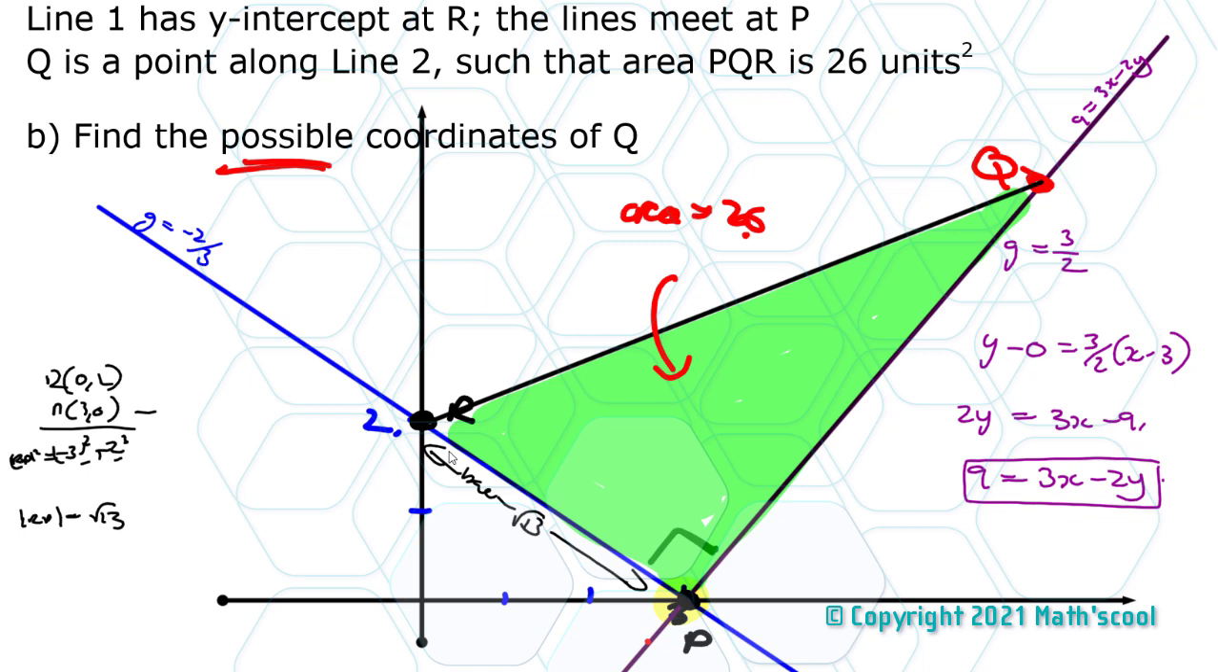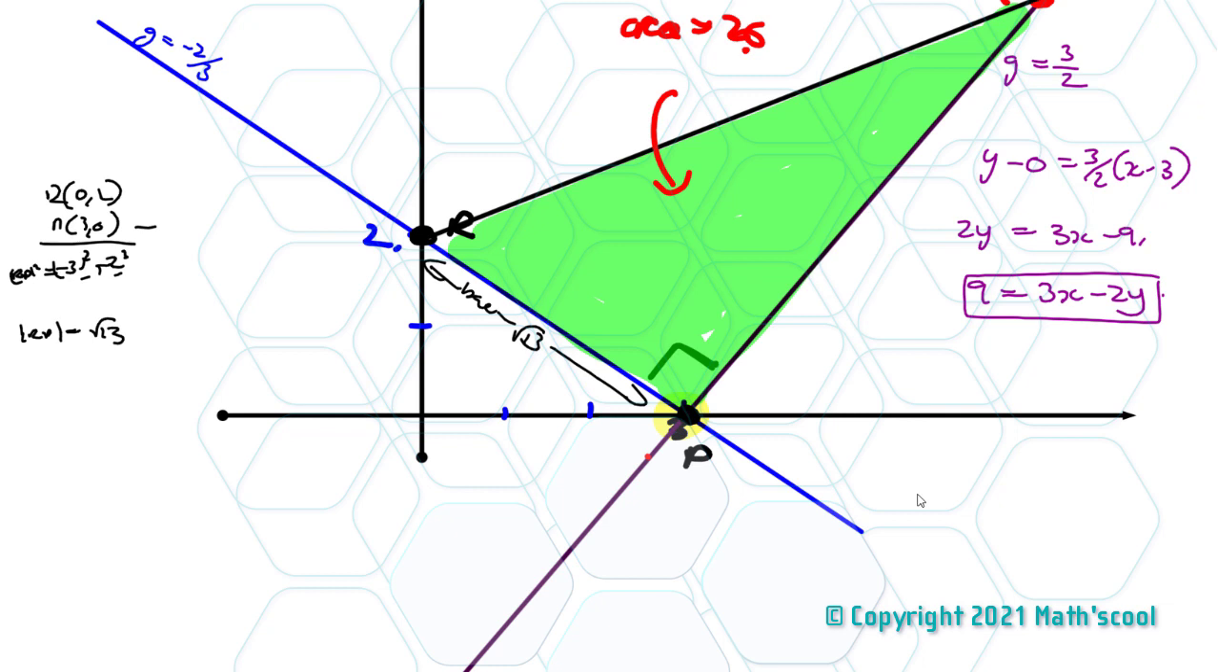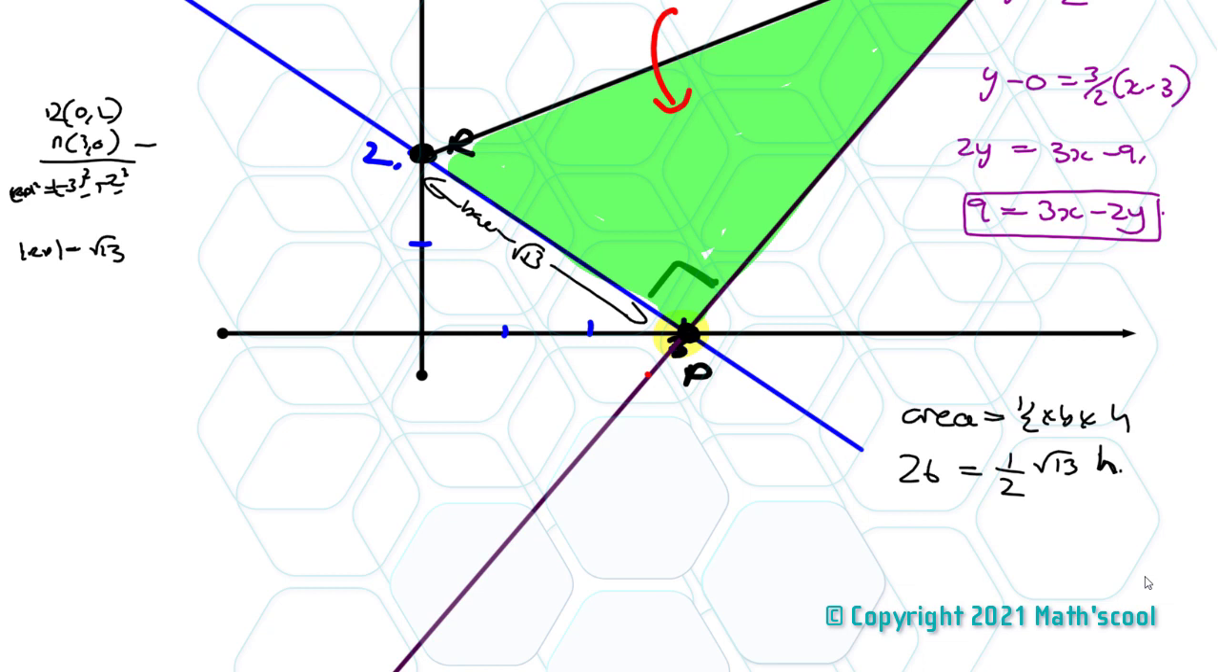Okay, so my base is root 13. And then I can say area equals half base times perpendicular height. So area equals a half times base times height. 26 equals a half times root 13 times the perpendicular height. I don't know the height, I'll just call it h. Okay, and so I'm going to work out h by dividing both sides by root 13 and timesing both sides by 2. So 2 times 26 over root 13 equals h.